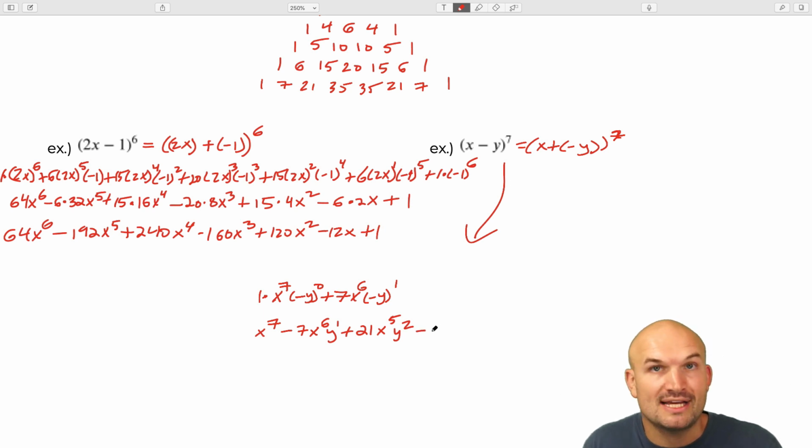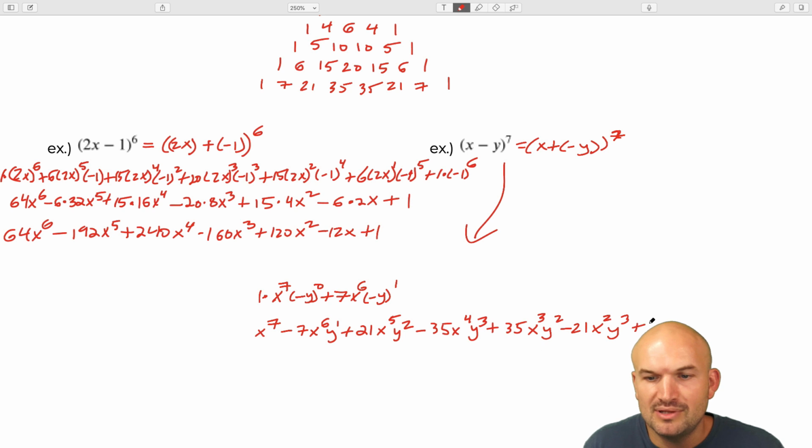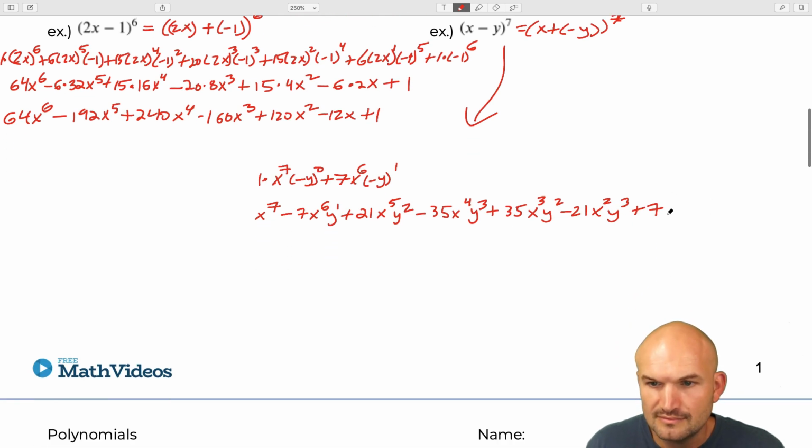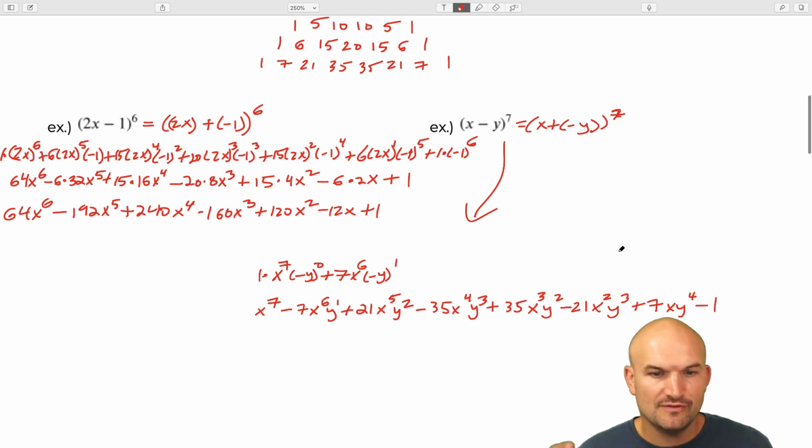That means the next one would be y cubed, which will make it negative. The coefficient is the next number, which is 35. That's x to the 4th, and that's y cubed. And then we'll have plus 35 x cubed y squared, and then minus 21 x squared y cubed, plus 7 x y to the 4th, and then my last one is going to be a negative y to the 7th, because that's being raised to the 7th power, and that has to be alternating. So hopefully you see the more and more you work on these expansions, the faster and faster it's going to be for you.